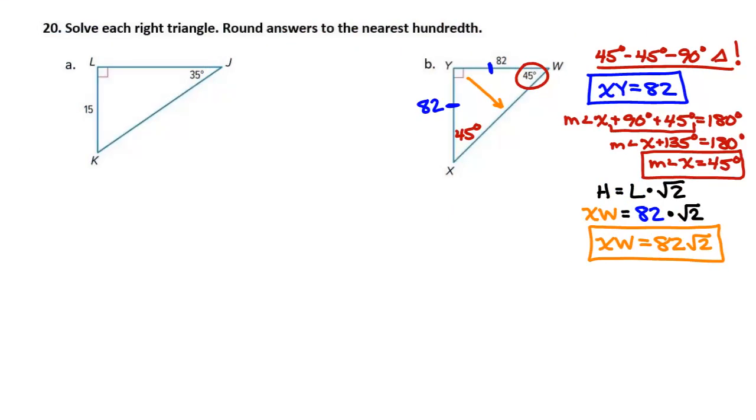Again, you can do this one using sine, cosine, and tangent, but you don't have to. You can use special right triangle rules on this one.